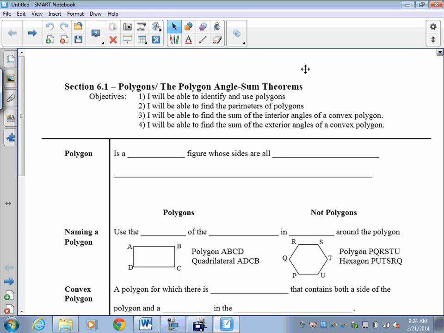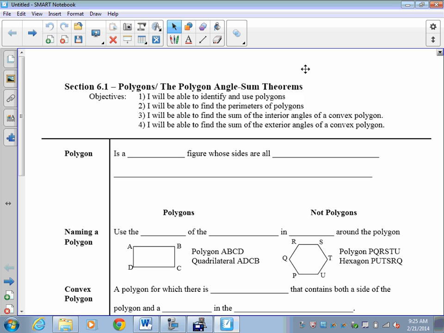We're going to get started on the 6-1 notes, which are polygons and the polygon angle sum theorems. You'll probably notice that the notes look a little bit different. This is so that all the geometry classes are using the same set of notes, so hopefully this will help you out a little bit more.